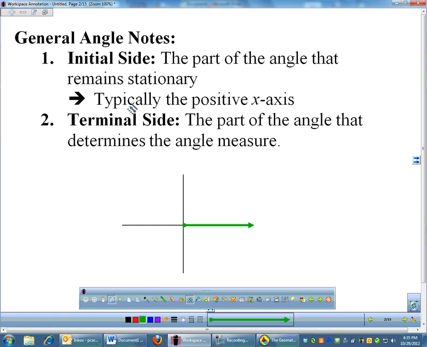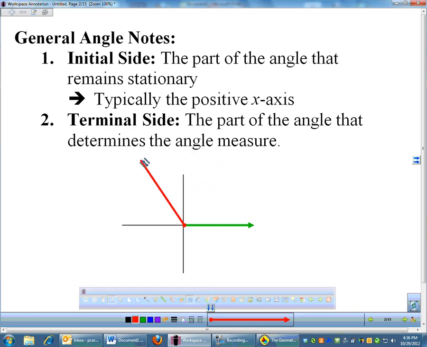That's the initial side. And the initial side is typically the positive x-axis. It's going off to the right. Sometimes you'll see it called the horizontal. And the terminal side is what I call the part of the angle that determines the angle measure. So we have the initial side, which is going to the right, and the terminal side is the one that actually opens up to make the angle.